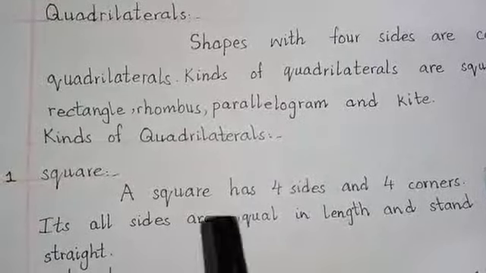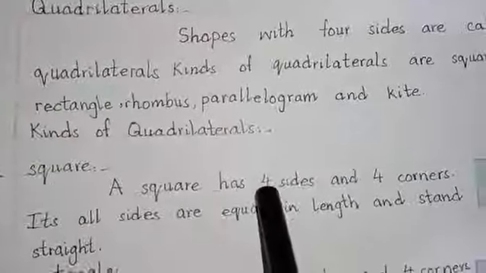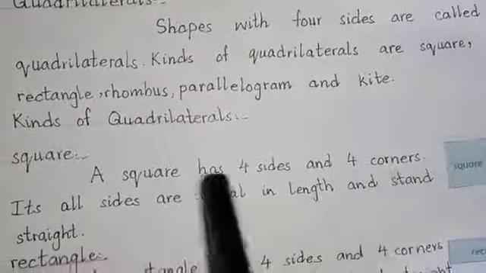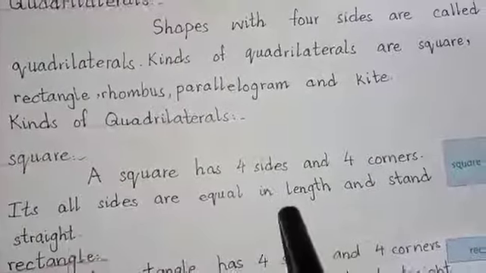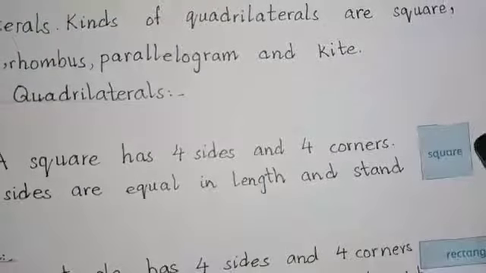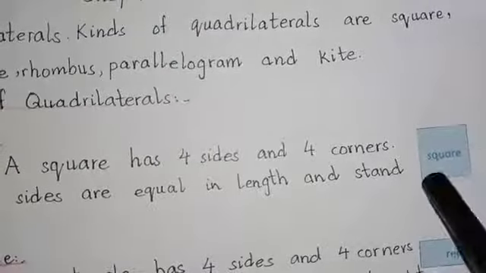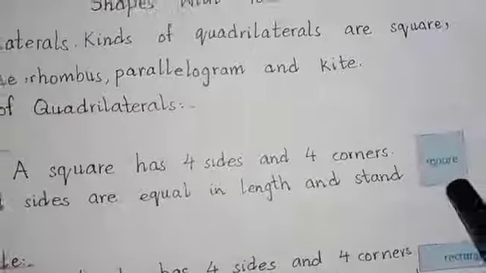So in the kinds of quadrilateral, first one we have square. As you know, a square has four sides and four corners. Its all sides are equal in length and stand straight. Look at this square. It has four sides and four corners. Its all sides are equal in length and stand straight.